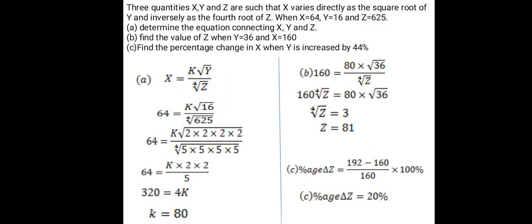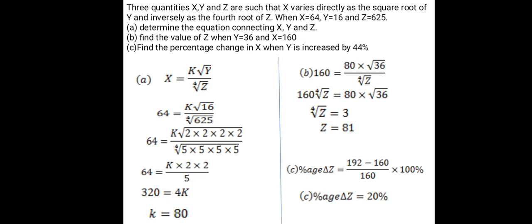Three quantities X, Y, and Z are such that X varies directly as the square root of Y and inversely as the fourth root of Z. When X is equal to 64, Y is equal to 16, and Z is equal to 625. A, determine the equation connecting X, Y, and Z. B, find the value of Z when Y is equal to 36 and X is equal to 160. C, find the percentage change in X when Y is increased by 44%.